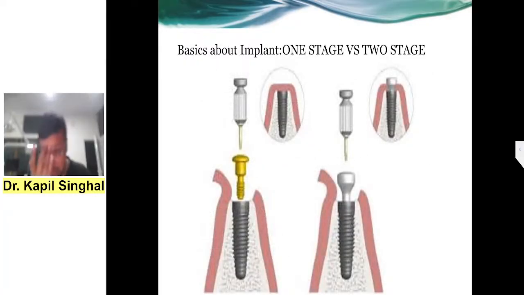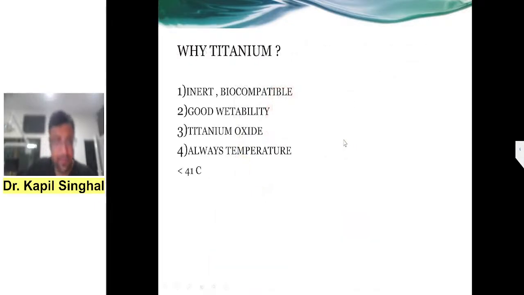Okay. So now see this. These are two stages of surgery. During the first stage surgery, you put a cover screw, that is during implant placement, and after 3 months you remove this cover screw. With the hex driver only, you'll put the healing cap over it. Okay, so that is the second stage surgery.